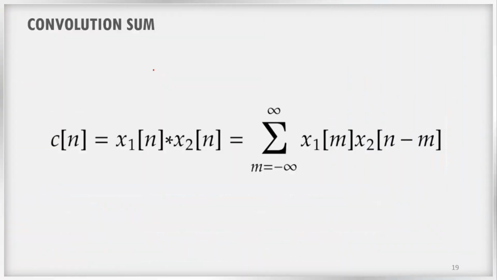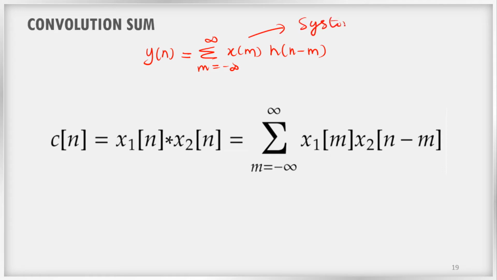Now let us derive the convolution sum equation, which we derived in the case of a system, a response and an input. The output of a system is given by y of n equal to summation over m from minus infinity to plus infinity of x of m into h of n minus m. That means shifted and scaled impulse responses are added to get y of n. This is in the case of a system and signal interaction, right? Now, this is useful for us engineers.